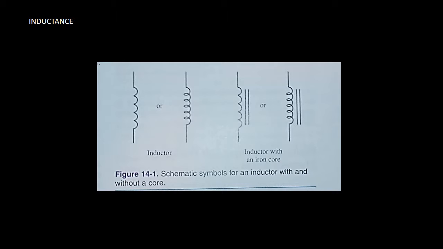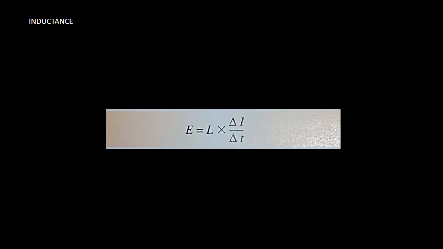This is expressed mathematically as shown on the screen, the equation where E equals the induced voltage, L equals the inductance in Henrys, delta I equals the change in current in amperes, and delta T equals the change of time in seconds. Note that the symbol delta means a change in.